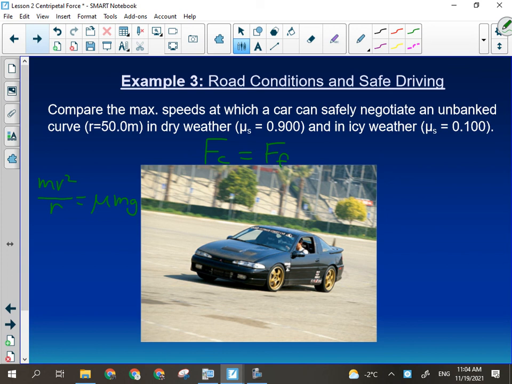So what we've got a picture of here is a test that car manufacturers often run as a measure of the cornering ability or maneuverability of their vehicles.